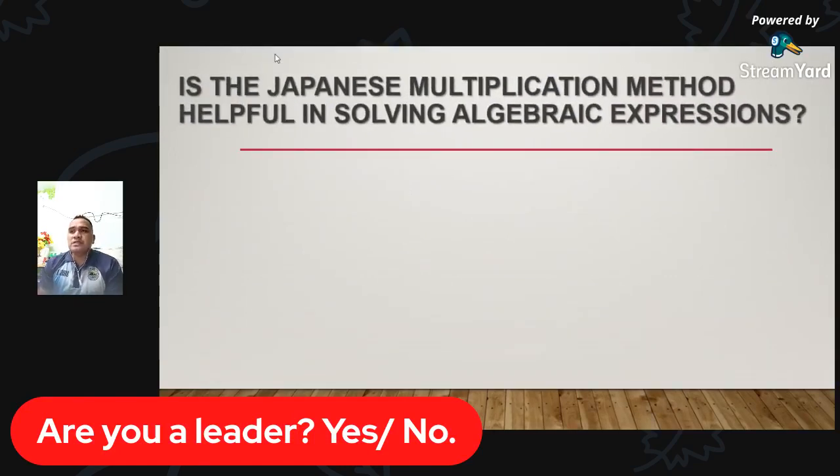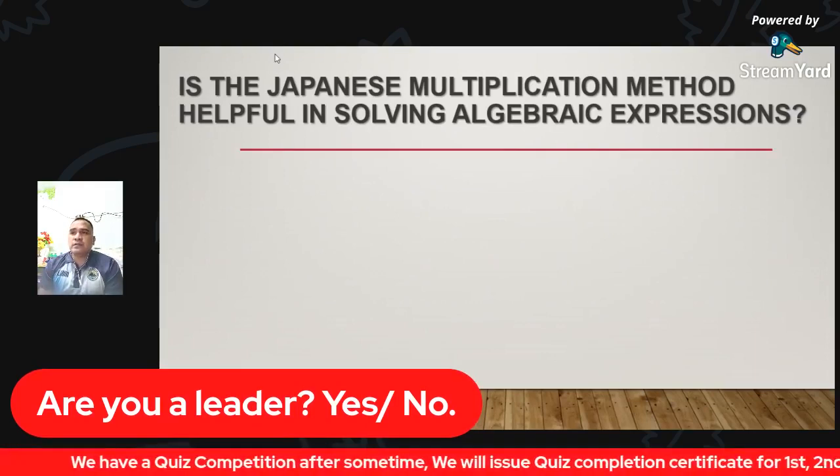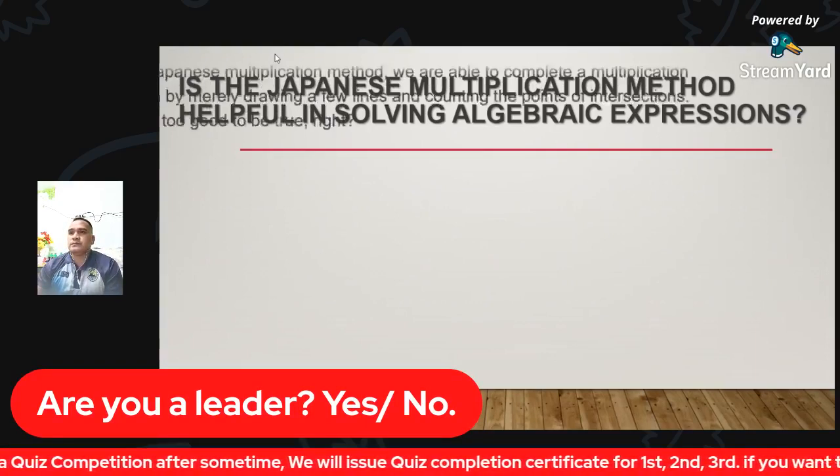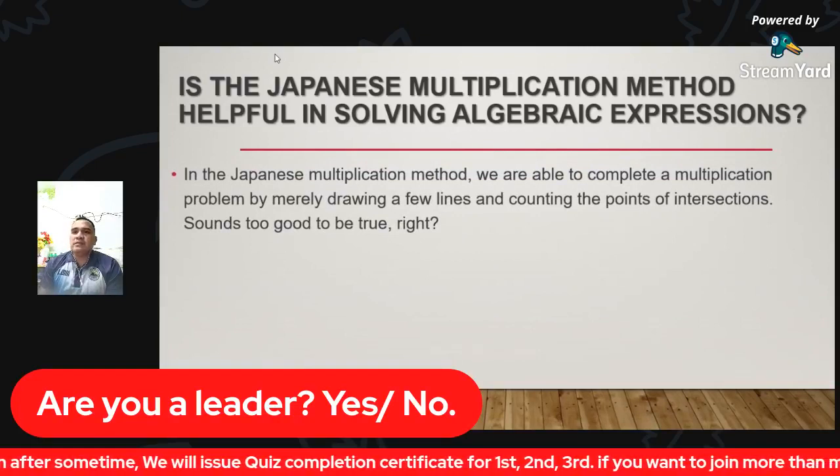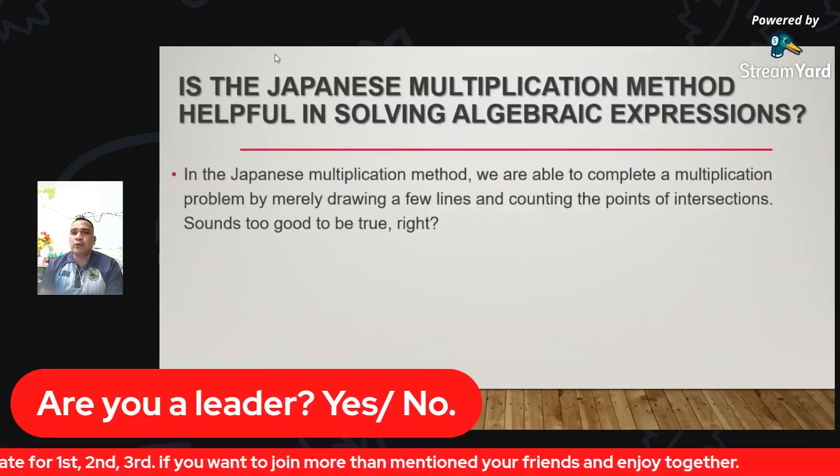So is the Japanese multiplication method helpful in solving algebraic expressions? In the Japanese multiplication method, we are able to complete a multiplication problem by merely drawing a few lines and counting the points of intersection. Sounds too good to be true, right?